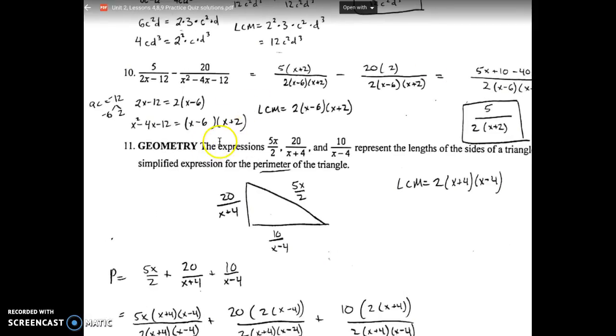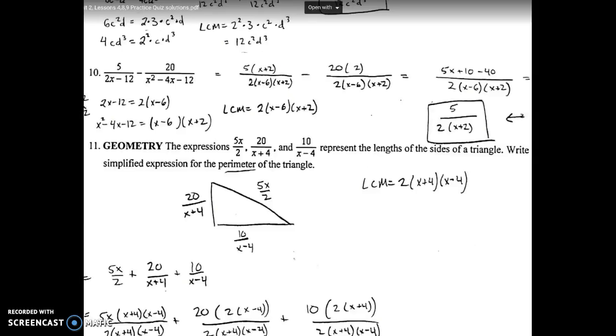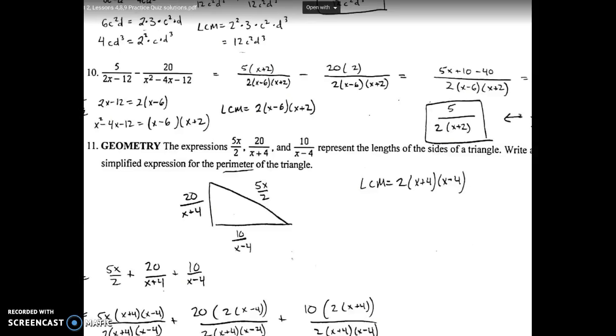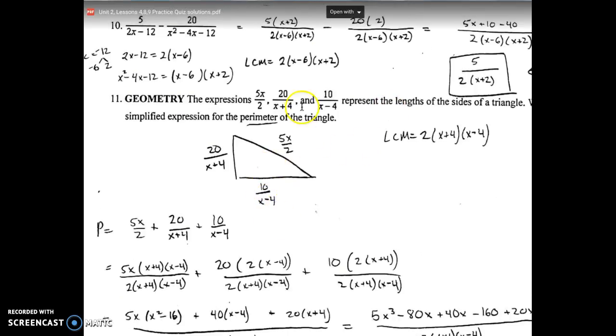For question 11, it says the expressions 5x over 2, 20 over x plus 4, and 10 over x minus 4 represent the lengths of the sides of a triangle, and we're going to write a simplified expression for the perimeter of the triangle. So the key here, I drew a triangle, I labeled all the sides. Perimeter is the sum of the 3 sides.